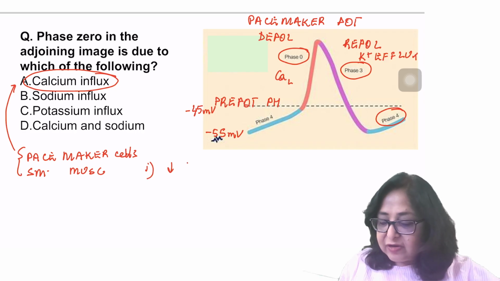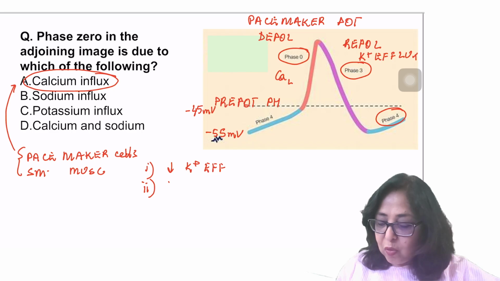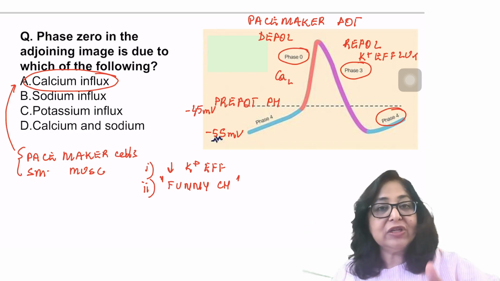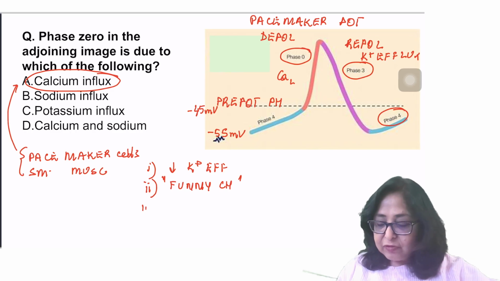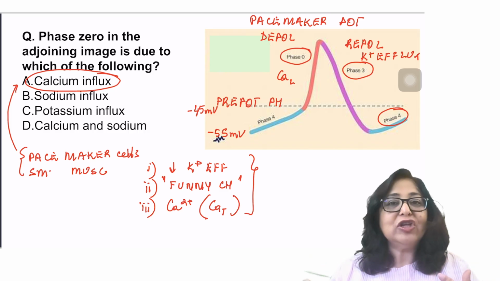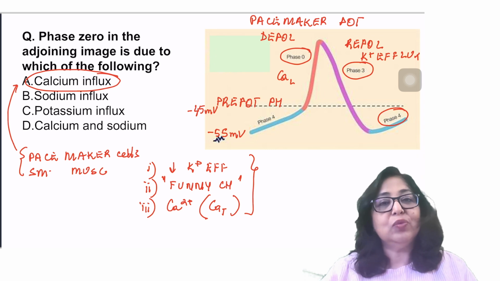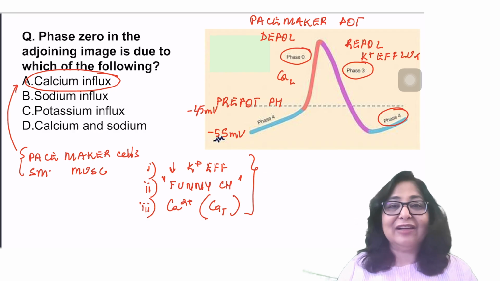Number 1, there is a decrease in the potassium efflux. The potassium efflux in phase 3 reduces, so cell will gain positive charge. Number 2, there is an opening of what are known as the funny channels, which permit the movement of both sodium and potassium, but the movement of sodium predominates, so net gain of positive charge. And number 3 is a calcium influx through calcium T channels. These 3 mechanisms will cause a net gain of positive charge, and the potential of the cell will go from more negative to less negative. That is the prepotential phase. Answer to this question, of course, is A, calcium influx.